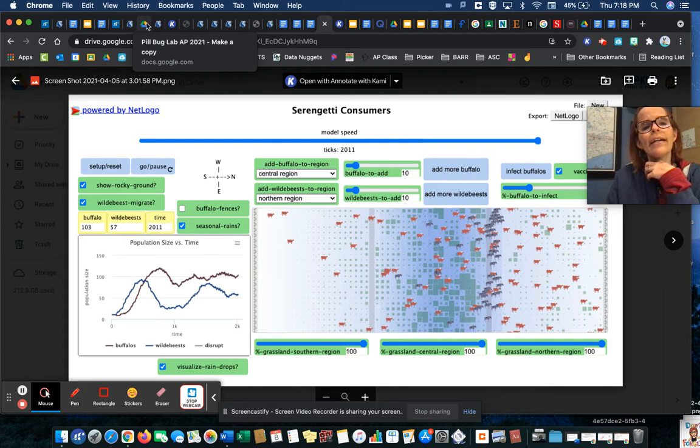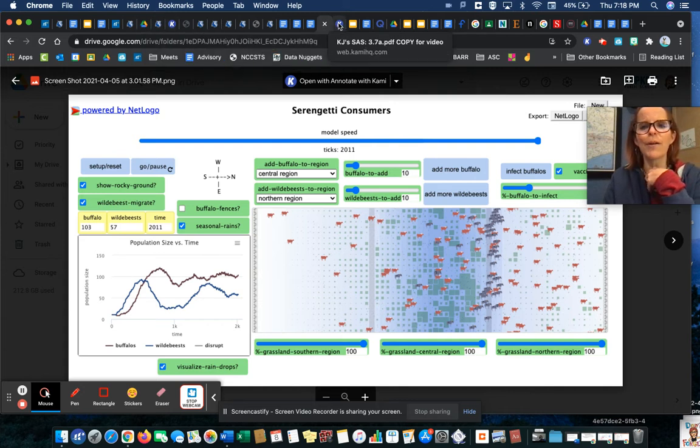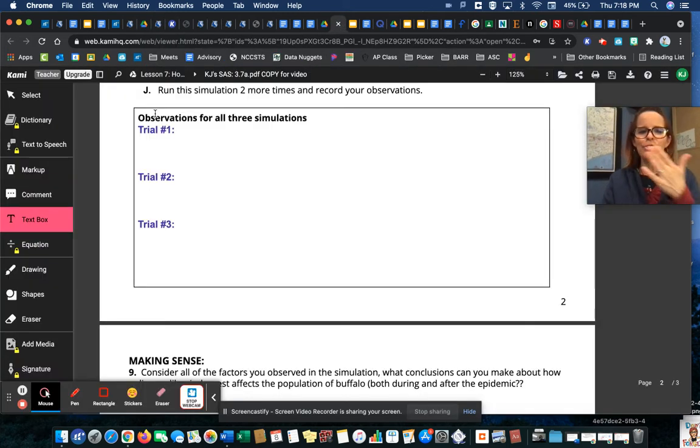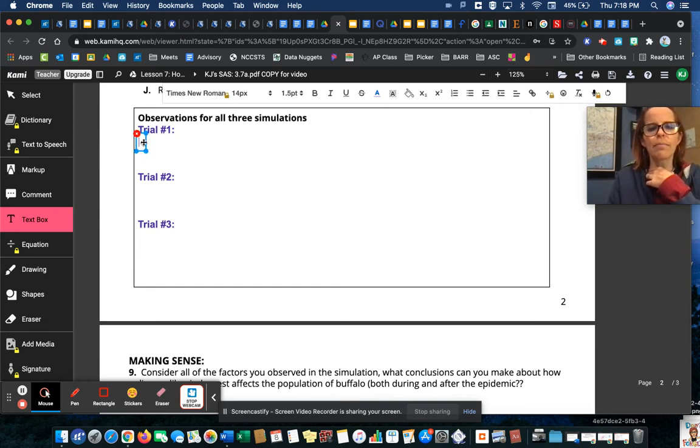So now in our notes, we're going to make observations for all three simulations. For this first simulation, I'm going to go ahead and click. If you could make sure you use a color other than black. I'm using purple right now. So let's go ahead and write this one.